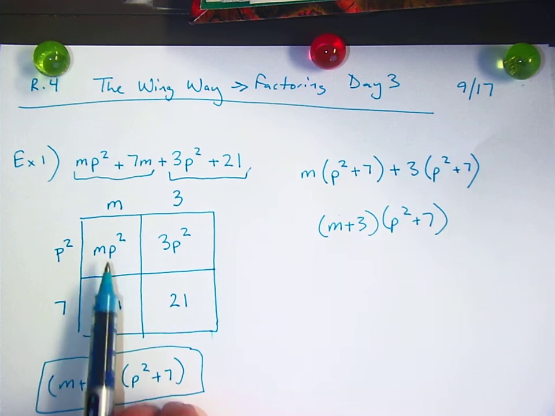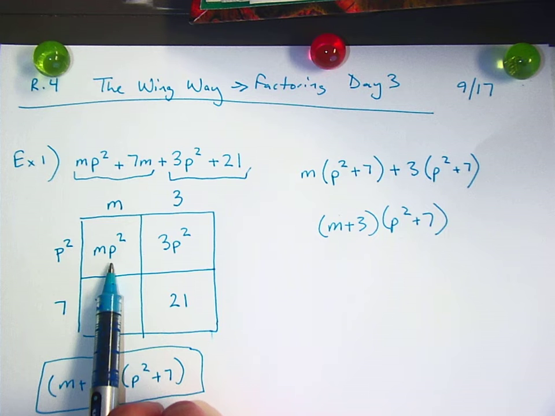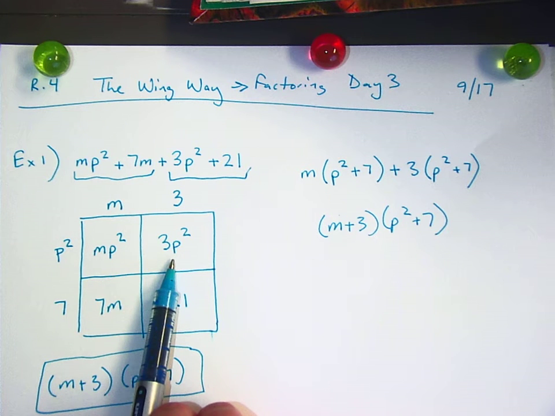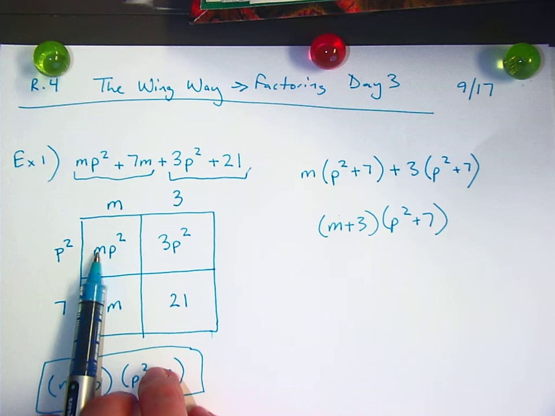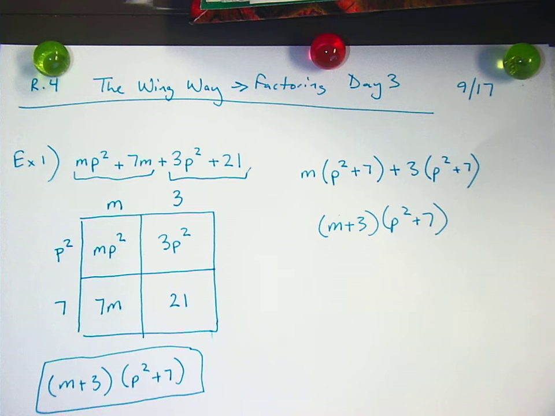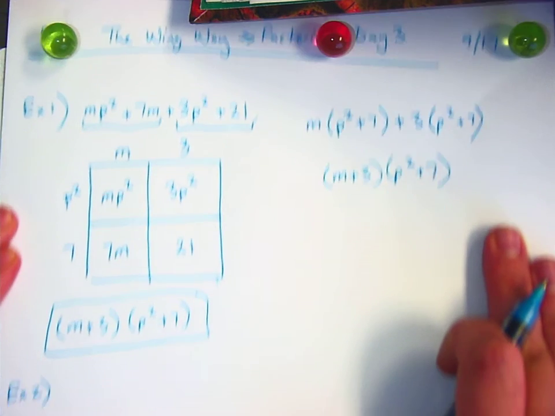Do you guys understand that this one, mp squared, I just threw in there because it was whatever, the first one? This one, was it Jackson who said put 3p squared in there? But it could have been 7m, right? The only thing it really couldn't have been was 21, because 21 and mp squared aren't related by anything. Do you guys understand? Okay, all right, let's try one with your partner.